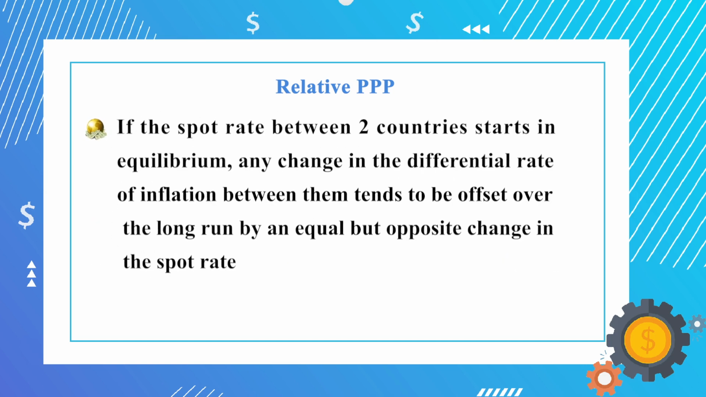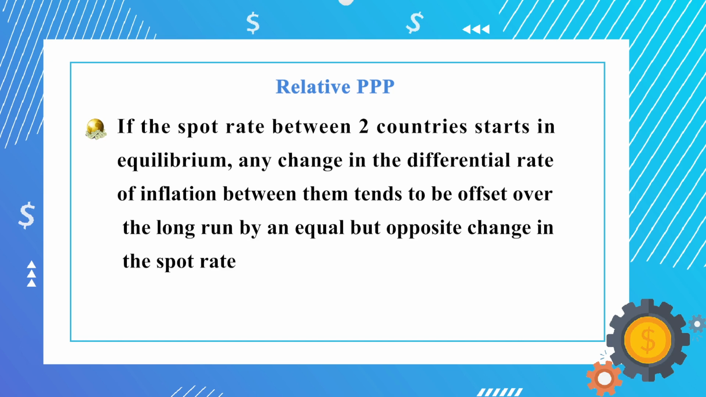Moreover, if the spot rate between two countries starts in equilibrium, any change in the differential rate of inflation between them tends to be offset over the long run by an equal but opposite change in the spot rate.